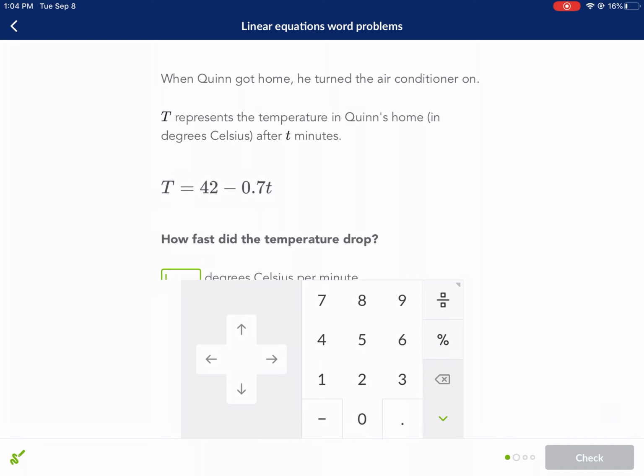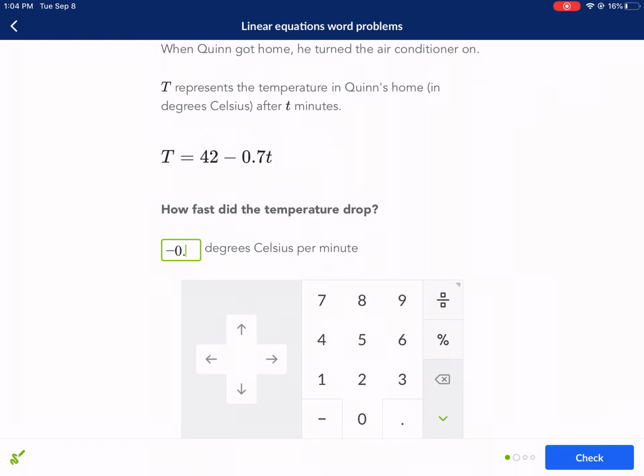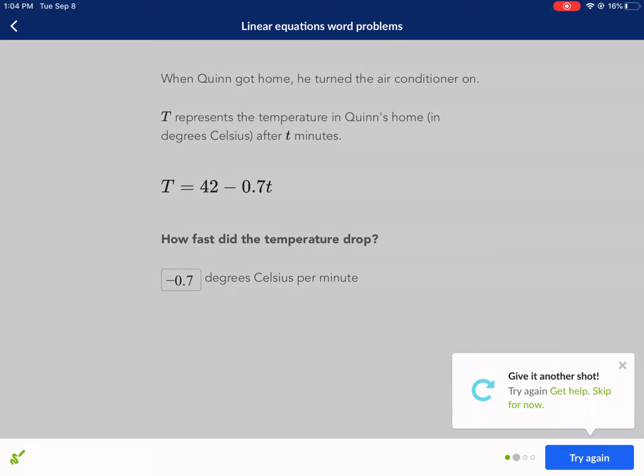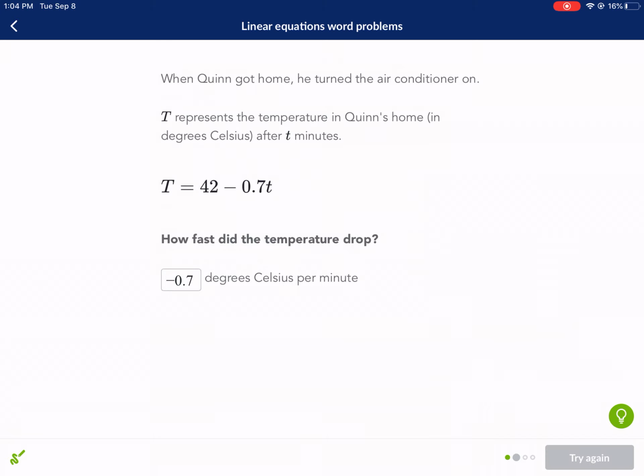Negative 0.7 is our answer. How fast did the temperature drop after T minutes? Negative 0.7.